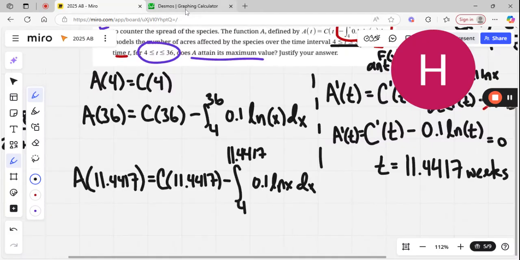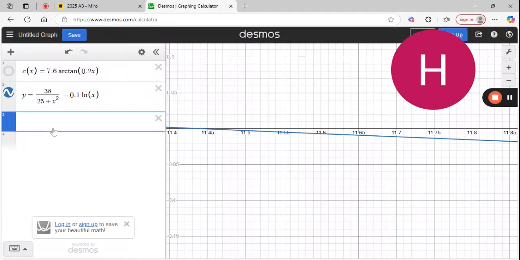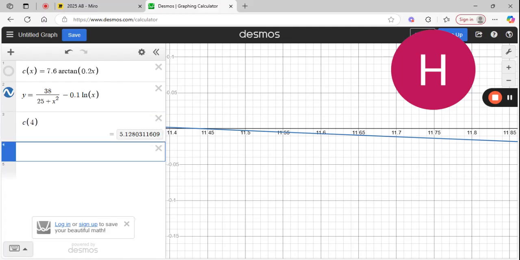Now, C4 is pretty easy to do. We can just see what is C4. All right. Now, for A of 36, we're going to need C of 36, but we're going to subtract the integral from 4 to 36 of 0.1 ln of x. Remember, don't forget to put parentheses here. You want to make sure everything there is contained by the parentheses. Okay, that's a pretty small value at the final time of 36 weeks.